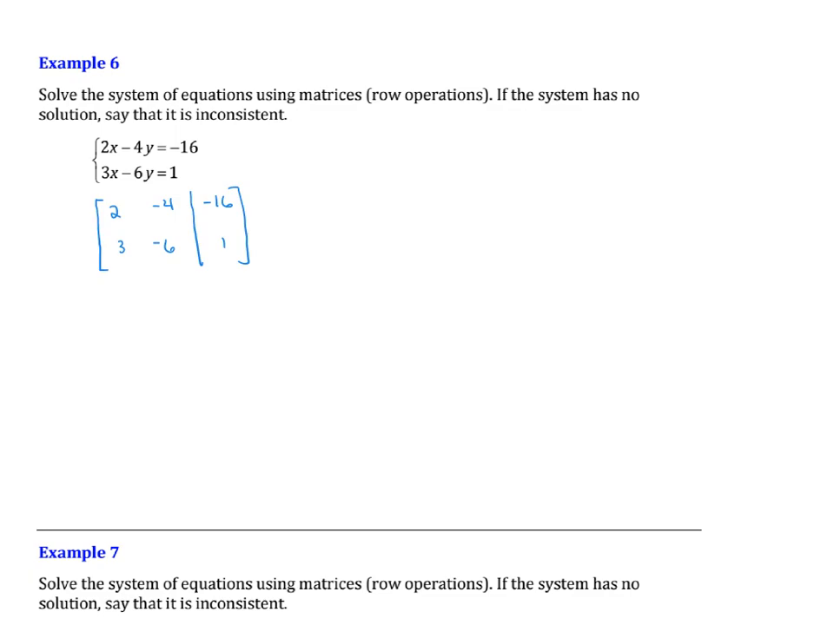So we can do that by multiplying row 1 by 1/2. So the second row will not change. So our first row will be 1, negative 2, negative 8. Now we need this entry to be a 0. So let's multiply this row by negative 3 and add it to this row. So row 2 will be negative 3 times row 1 plus row 2.